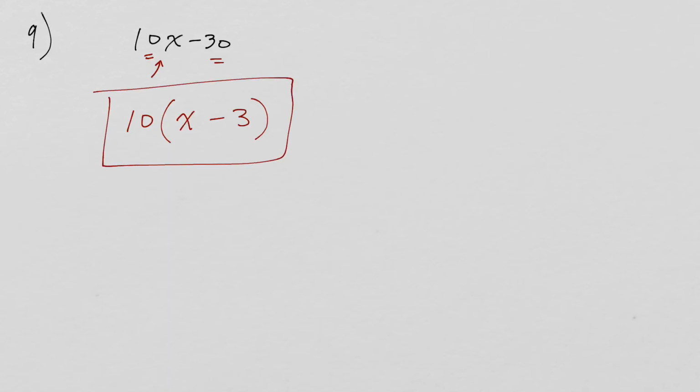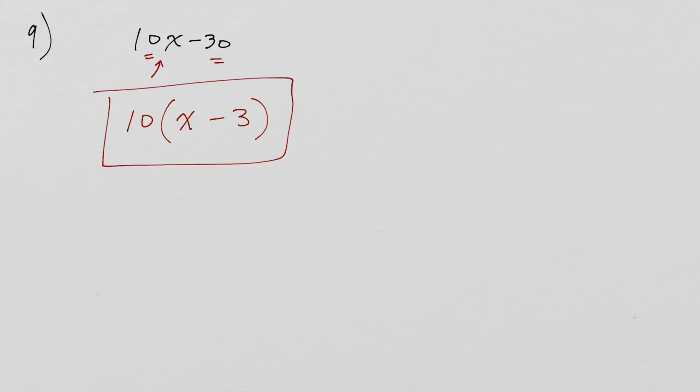All right, number 9. We have a 10 is common to this and this, so if we factor out a 10, we'll be left with x, because 10 times x is 10x, minus 3, because 10 times negative 3 is negative 30. So that's the answer.